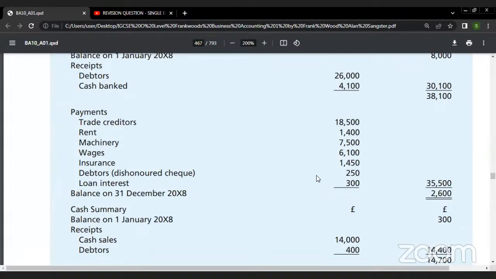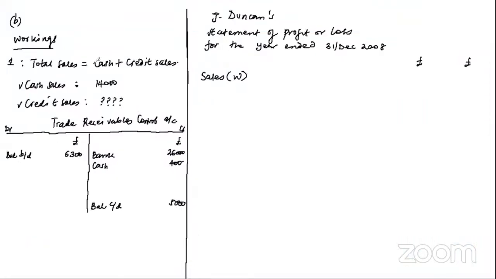However, some checks were dishonored. So we have dishonored checks from the data, 250. This is on the payment side of your bank summary. So in your debtors account or your receivables account, you have to debit these dishonored checks. So I'll come here and say dishonored checks on the debit, that is 250.